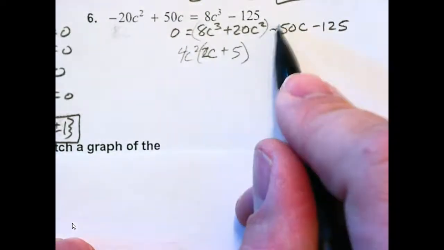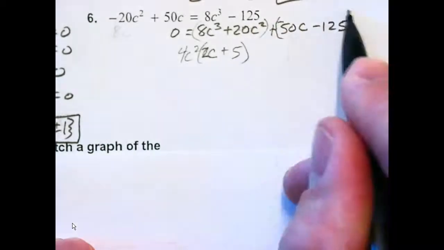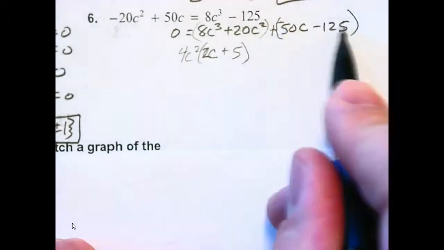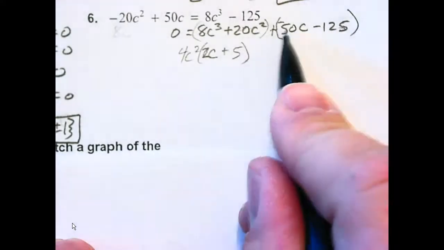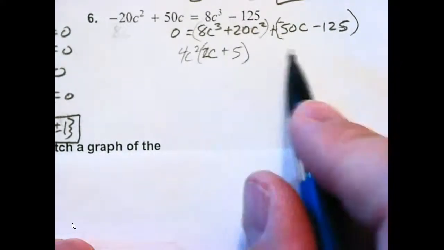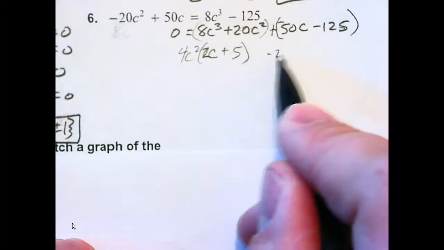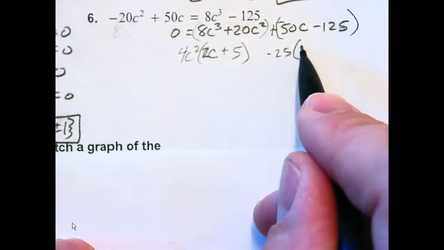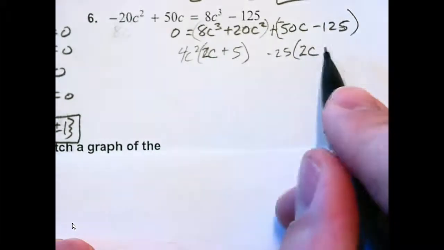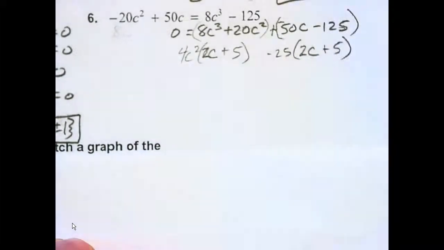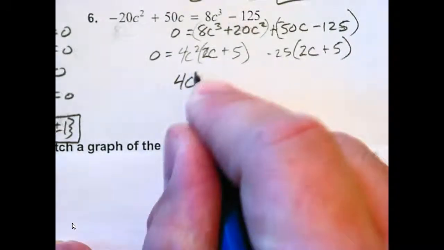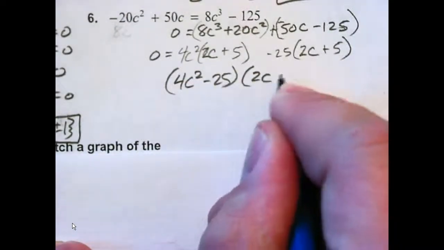Now, if I want to get 2c plus 5 over here, the first thing I'd want to do is group this, and I'd have to make this a plus, and so we have that, and I could take out a negative, what, a negative 5? Negative 25, thank you. Negative 25, and that gives me 2c and plus 5. Cool? How many got it? And so from there I get 4c squared minus 25 and 2c plus 5.